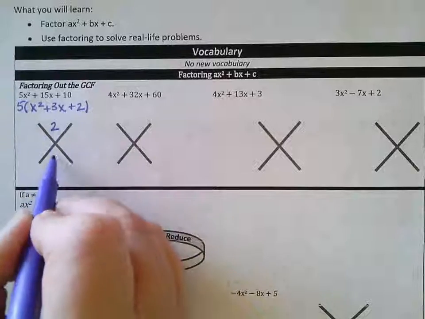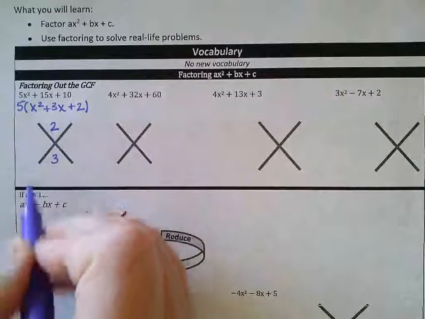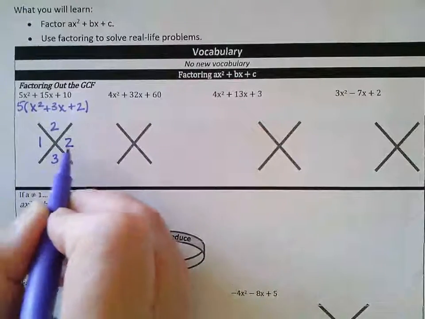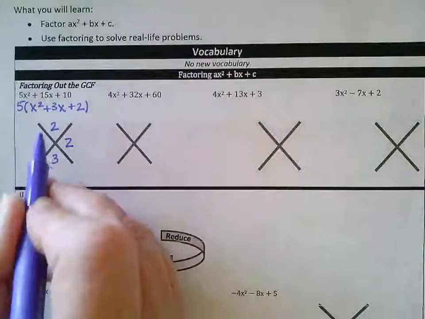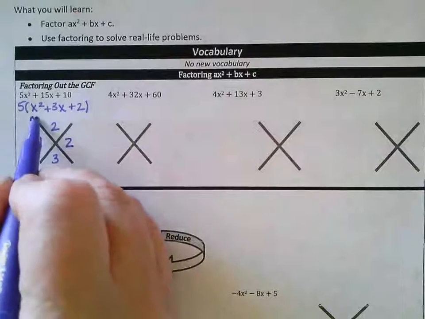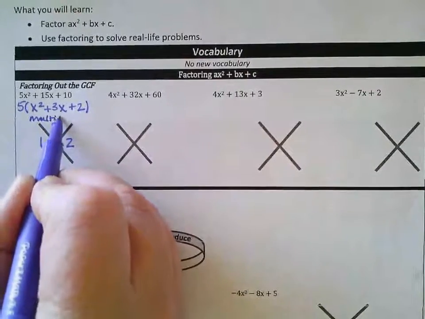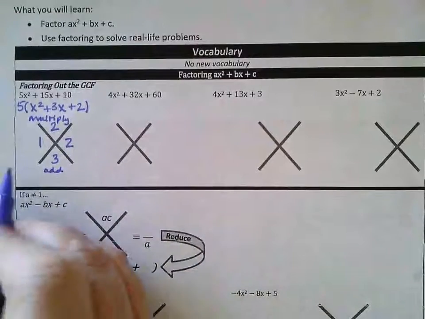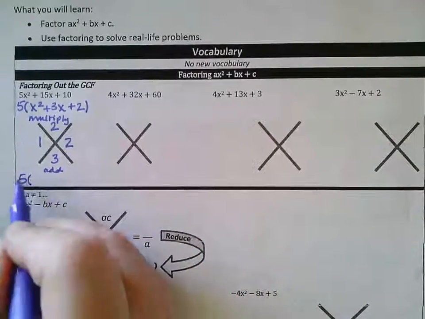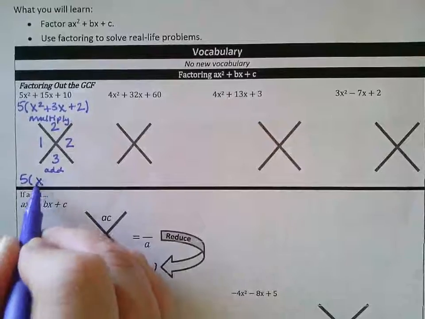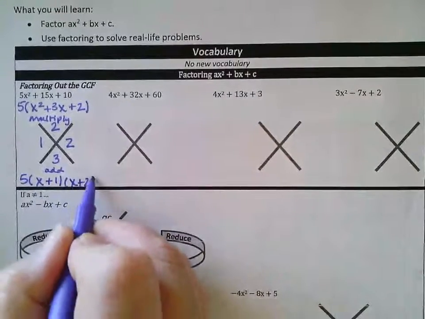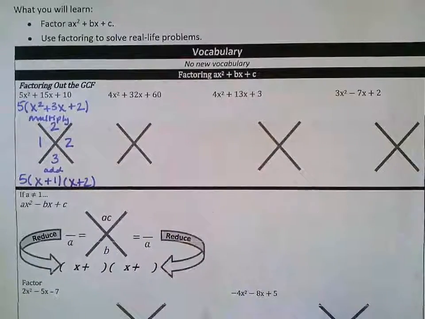So 2 and 3. What number multiplies to 2 but adds to 3? That would be 1 and 2. 1 plus 2 is 3. 1 times 2 is 2. So this is still your multiply and your add. And when you're writing this out, don't forget your original 5. And you're done. Try it again.